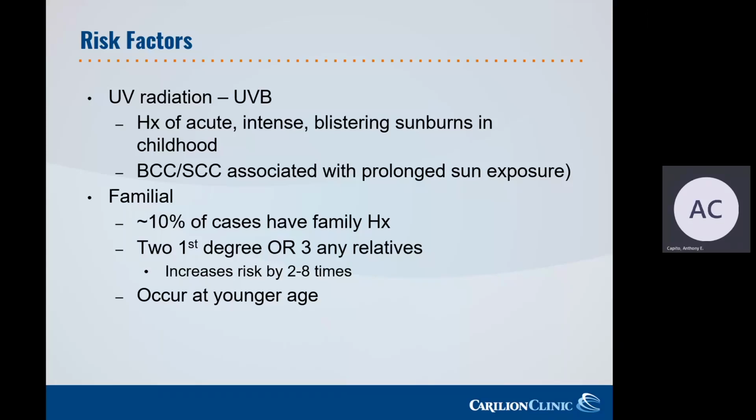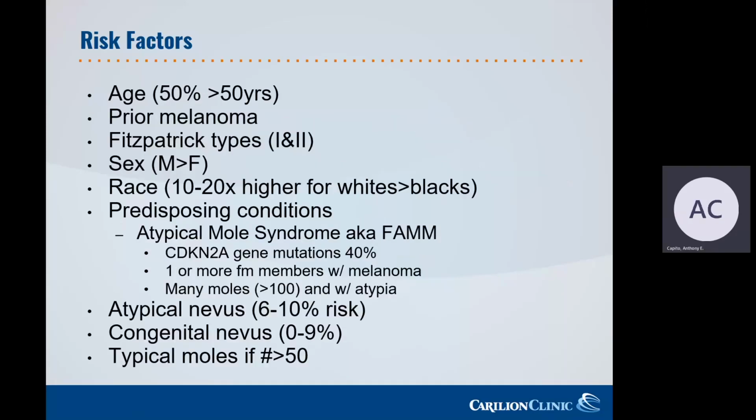There can be familial risk, so ask about family history. If you have 2 first-degree or 3 of any relatives, it does increase your risk 2 to 8 times the general population, and these tend to occur at a younger age. So do get a family history when you're talking about pigmented lesions.